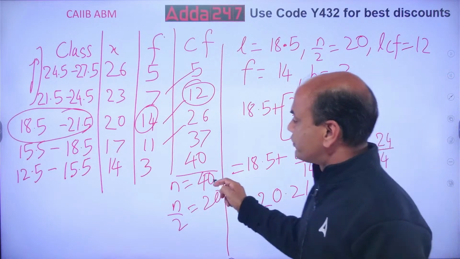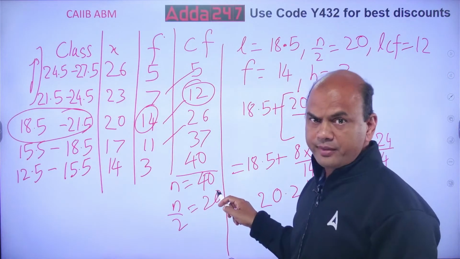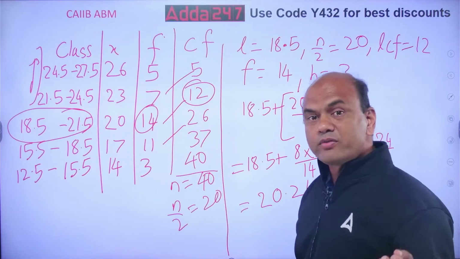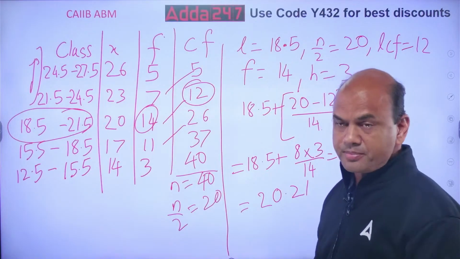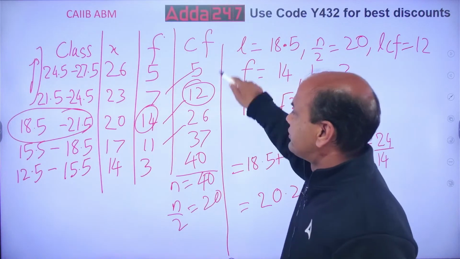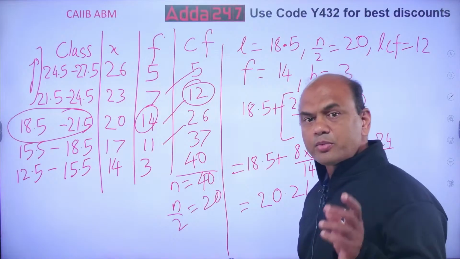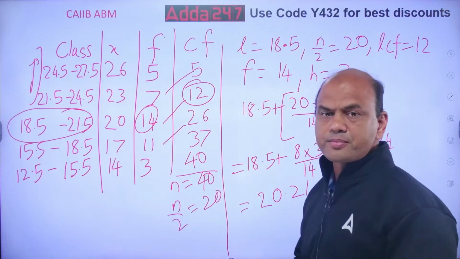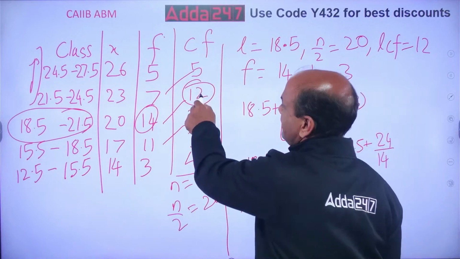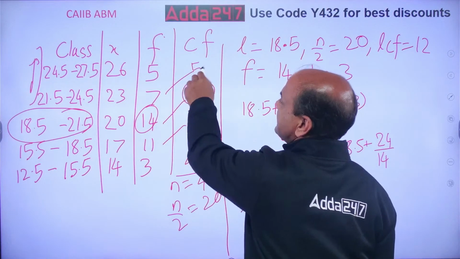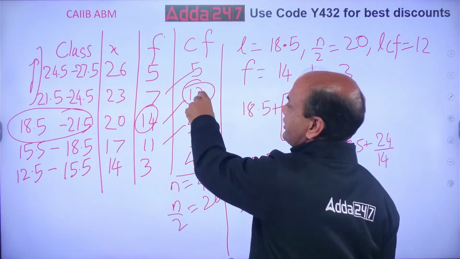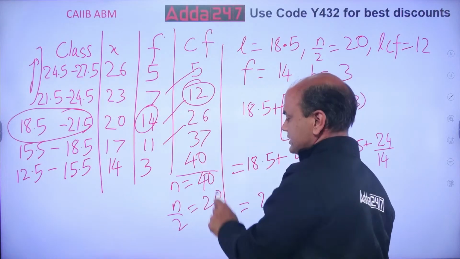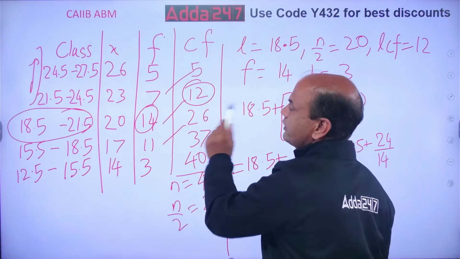So N equals 40 over here. Okay. So N upon 2 is what? 20. Now where will this N upon 2 lie? This is what you have to check in the CF. Where will 20 lie over here? 5 to 12? No, because it will be 5, 6, 7, 8, 9, 10, 11. 12 to 26, yeah, there it will lie. 20 will lie between 12 to 26.